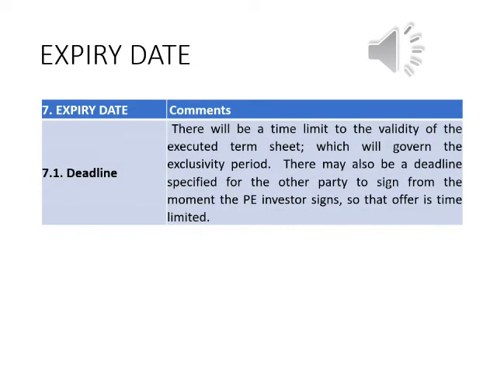Section 7. Expiry date. 7.1. Deadline. There will be a time limit on the validity of the executed term sheet, which will govern the exclusivity period. There may also be a deadline specified for the other party to sign from the moment the PE investor signs, so that the offer is time limited.